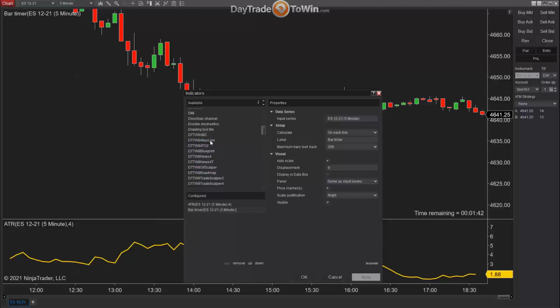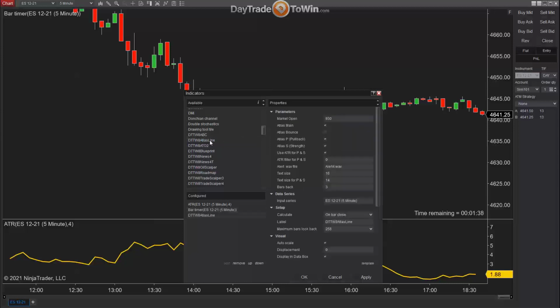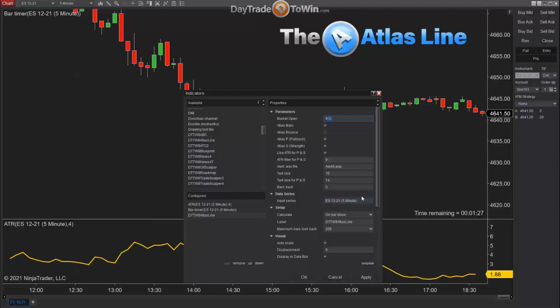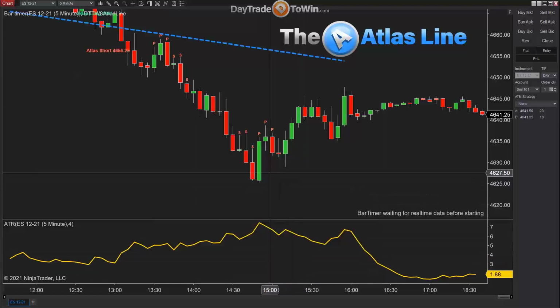For example, we have the Atlas line. If you double click on the Atlas line, if you happen to have it, if not, you can purchase it from our website, daytradetowin.com. You can then configure the settings. We, again, fully teach this. We have live training. We have a course, the whole 9 yards. Once you have the Atlas line on your chart, though, it can really be helpful to aid your trading.